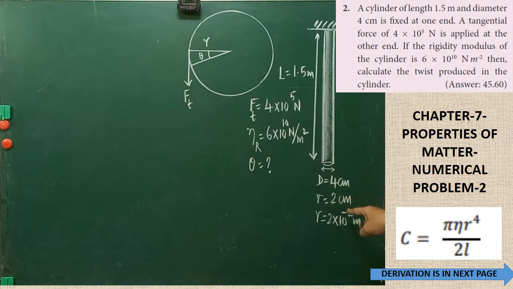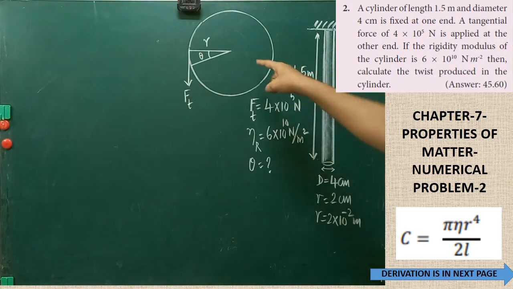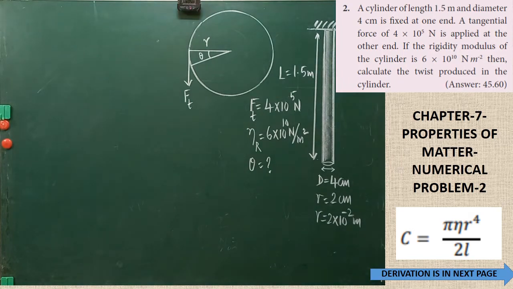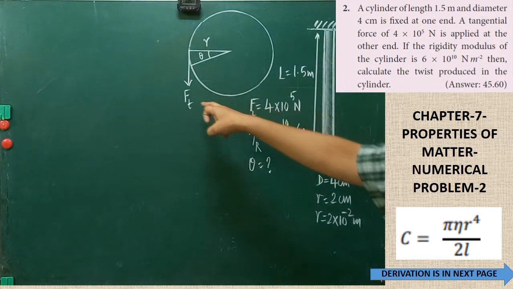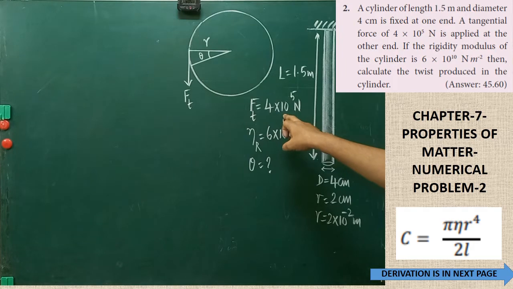From that you can calculate the radius r is equal to 2 into 10 to the power of minus 2 meter. And here I have drawn the cross sectional view of this portion. Area of cross section is drawn here. There one tangential force is acting. The tangential force is 4 into 10 to the power of 5 Newton.